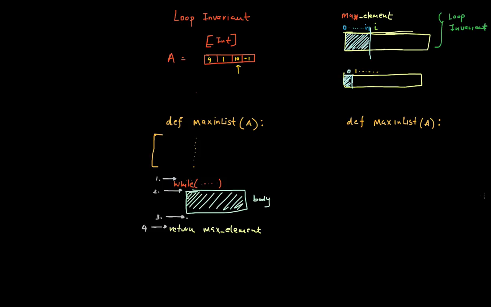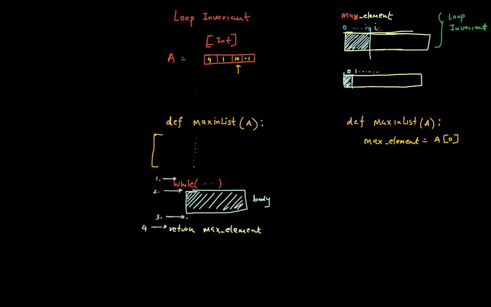So does this give me enough material to fill up everything in this yellow space, just before the start of my while loop? So let's do that. Let's say my max element is going to be equal to whatever is A of 0. Okay, great. That's the initialization. Max element is going to be equal to A of 0.